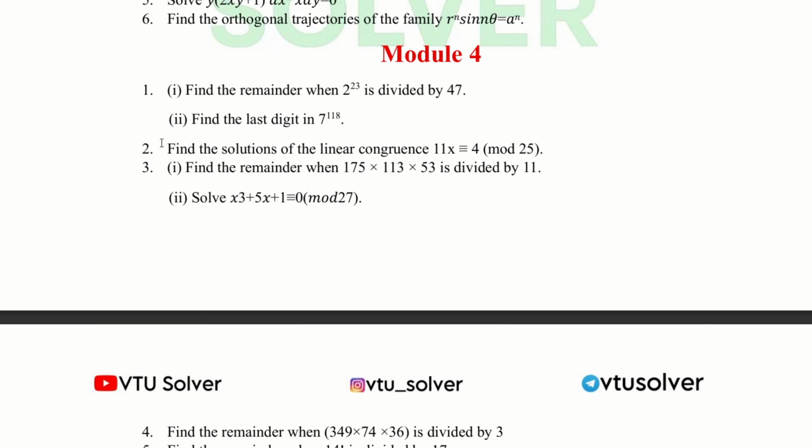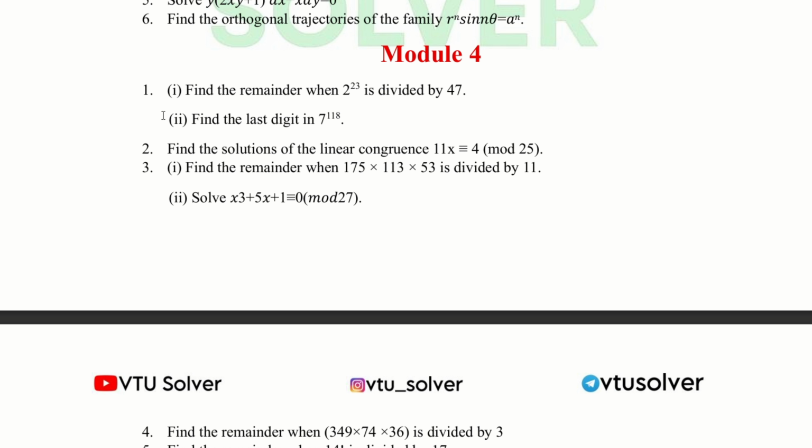The fourth module, the first question is find the remainder when 2 power 23 is divided by 47. And the sub question is find the last digit in 7 power 118. And the second question is find the solution of the linear congruence 11x congruent to 4 mod 25. The third question is find the remainder when 175 into 113 into 53 is divided by 11.